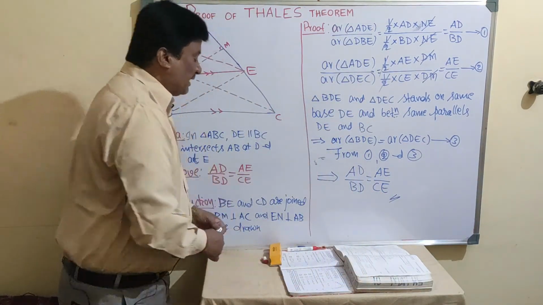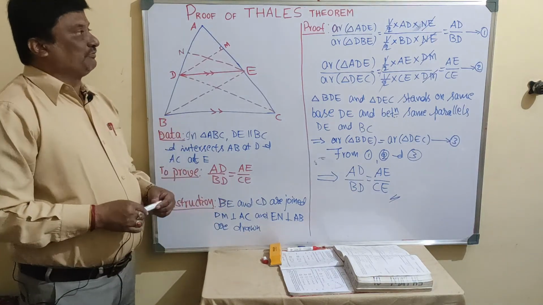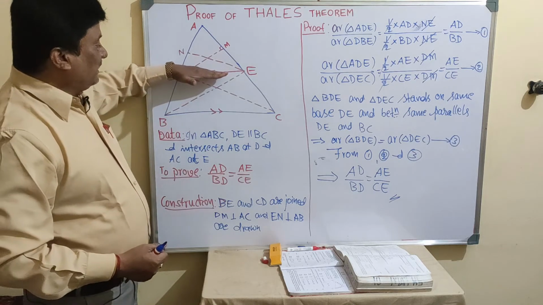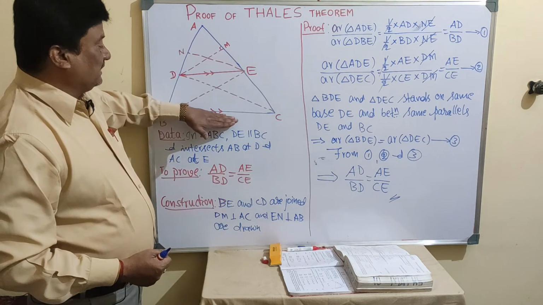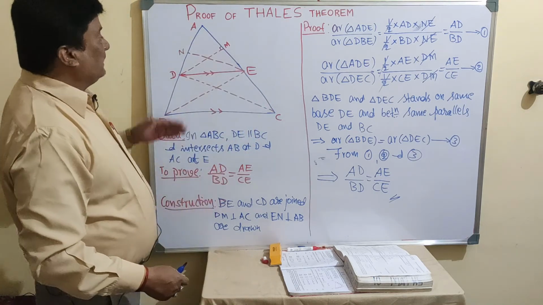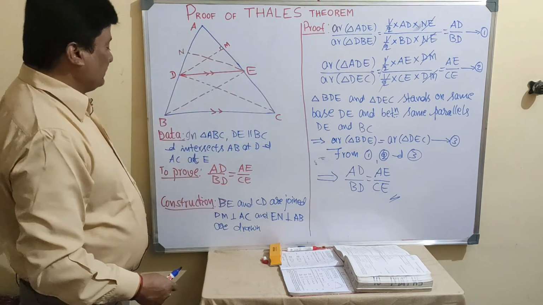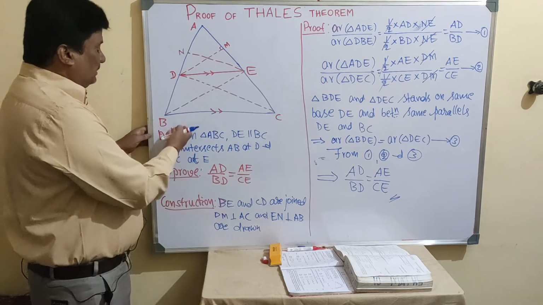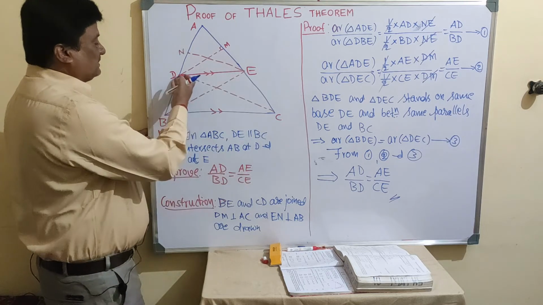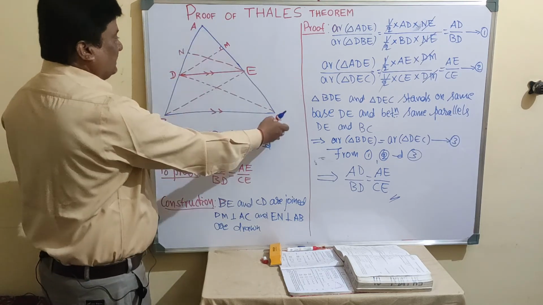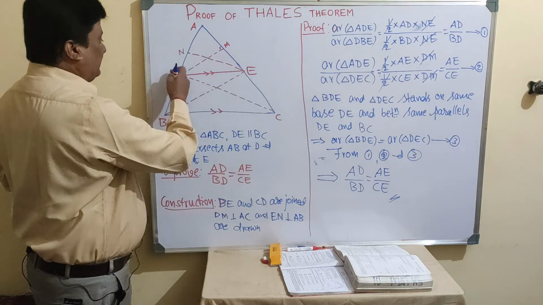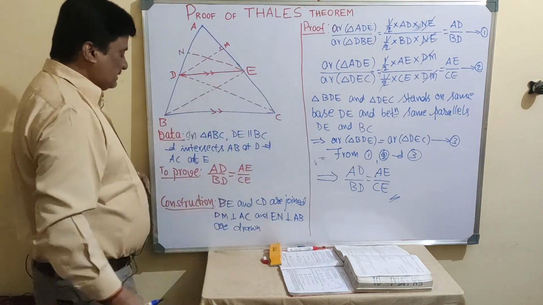Once again, I will explain the proof of the Thales theorem. The statement is that if a line is drawn parallel to one side of a triangle which intersects the other two sides at distinct points, it divides the other two sides in the same ratio. So in triangle ABC, DE is parallel to BC and intersects AB at D and AC at E. We want to prove AD by BD is equal to AE by CE.